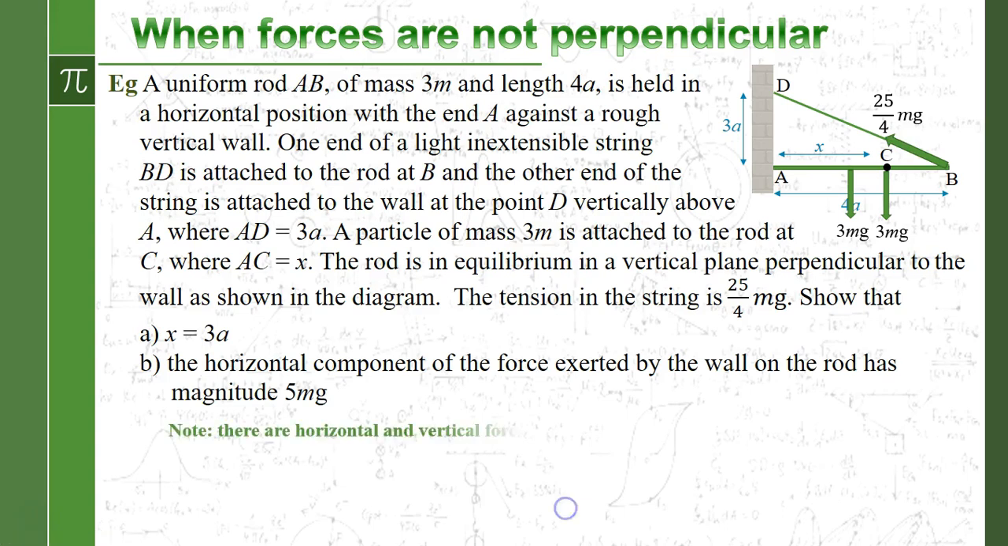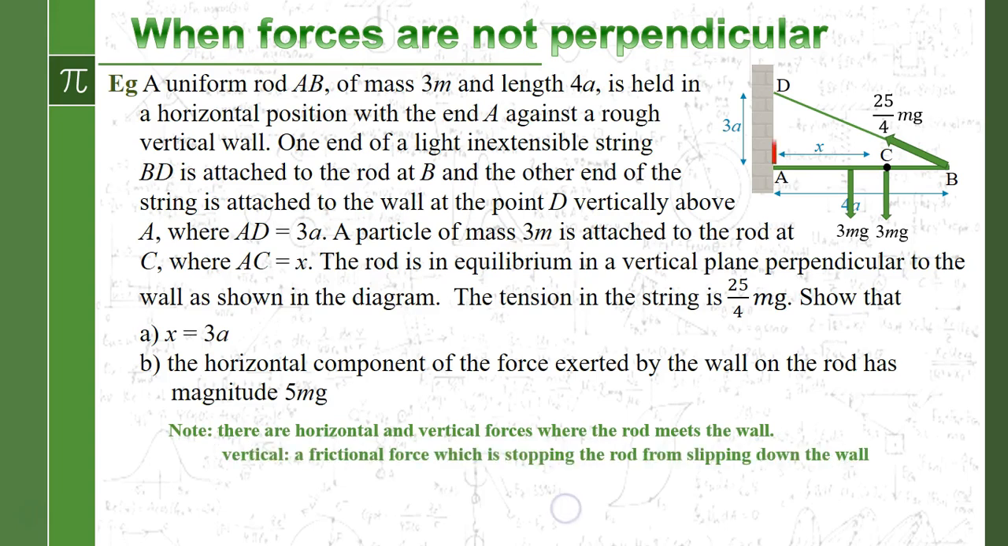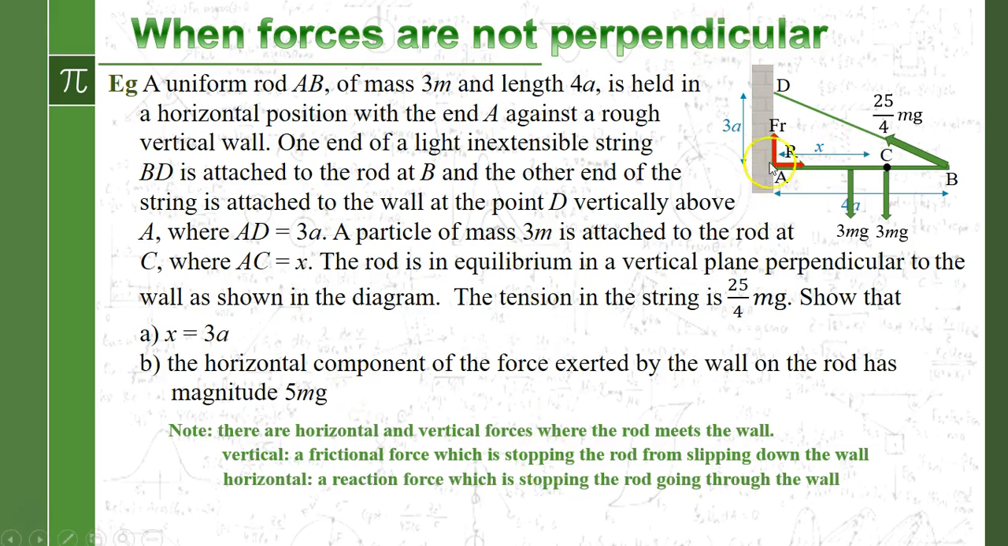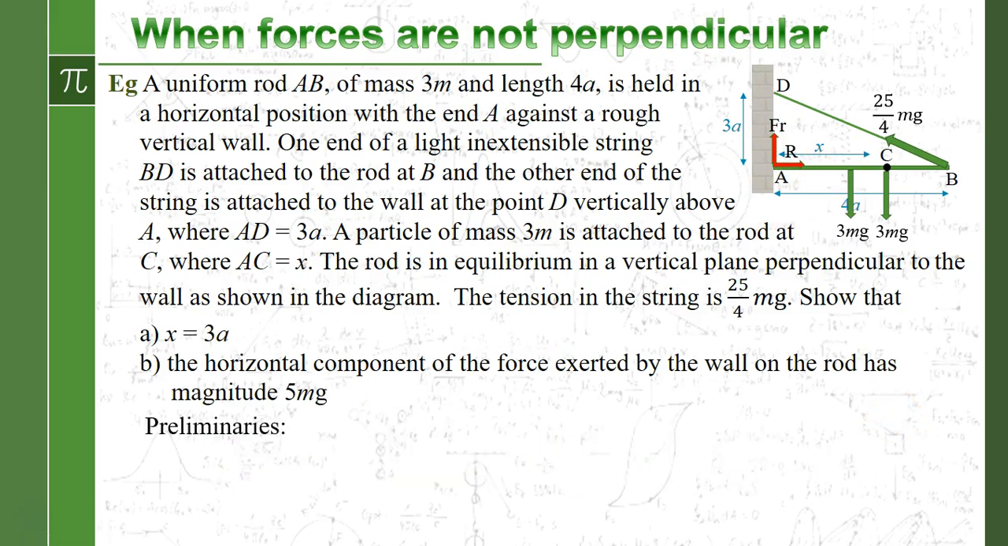And then the other forces that we've got are the forces where it meets the wall. So I mentioned before we've got friction, stopping it slipping down the wall, so friction is going to be acting upwards. And then we've got the reaction force of the wall against the rod, so I'm going to put that one. So we've got friction there and reaction force there. So there's our forces. Now let's do a little bit of preliminary work and figure out what's going on here to begin with.